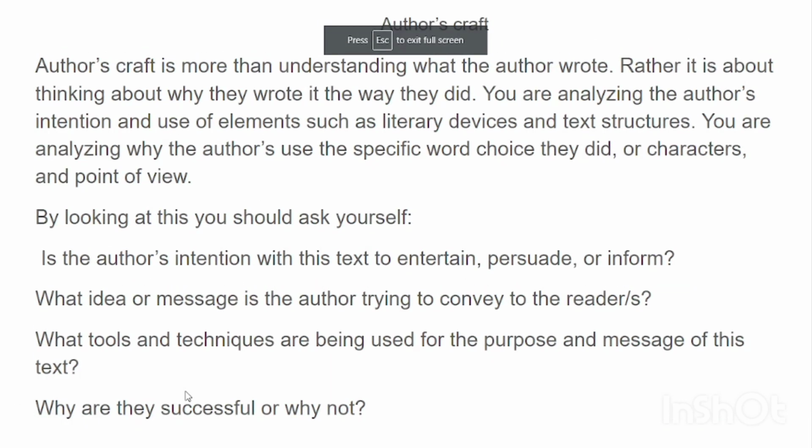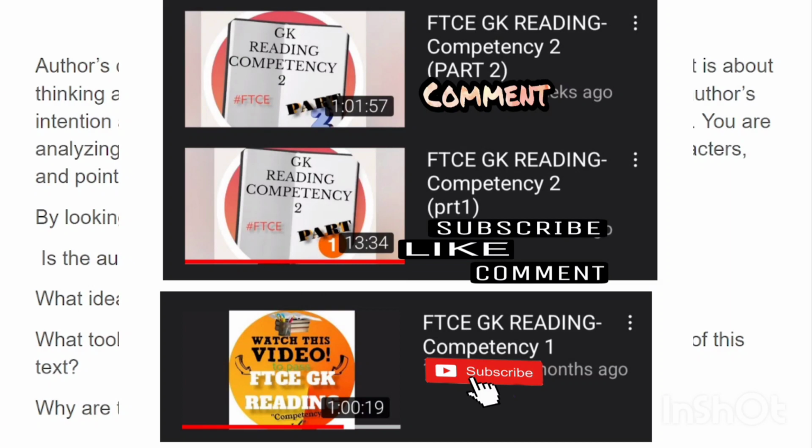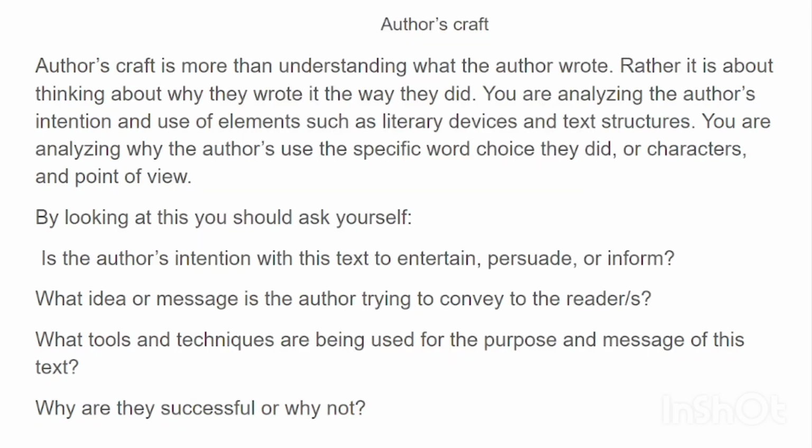So author's craft is more than understanding what the author is writing. It's about thinking about why the author wrote that passage the way they did. So you are analyzing the author's intention and use of elements such as literary devices. I also talked about those in my Competency 2 video. So please go ahead and check out part 1 and 2. So you are analyzing the author's intention and use of elements.